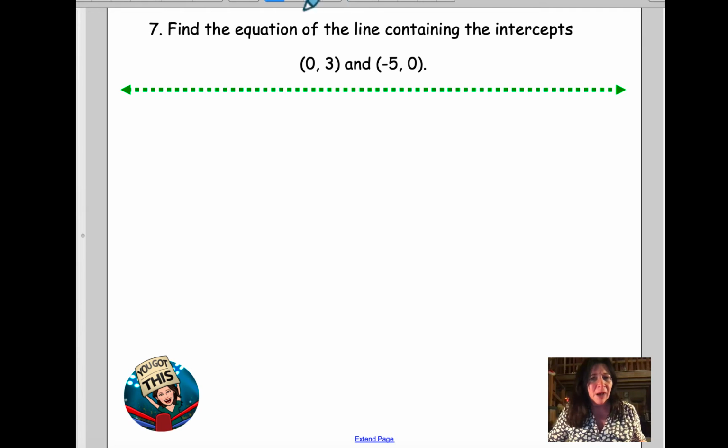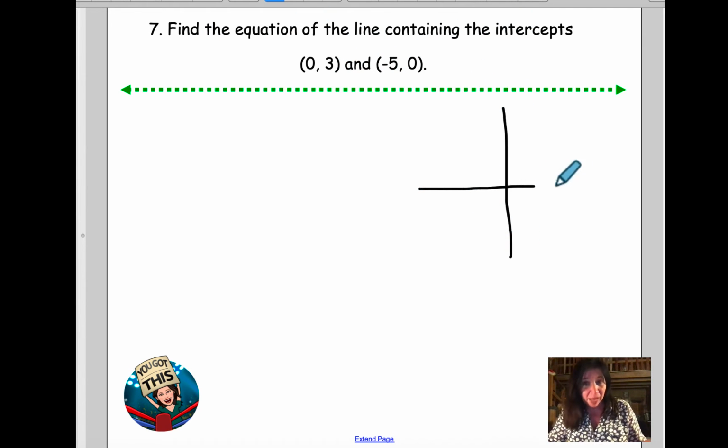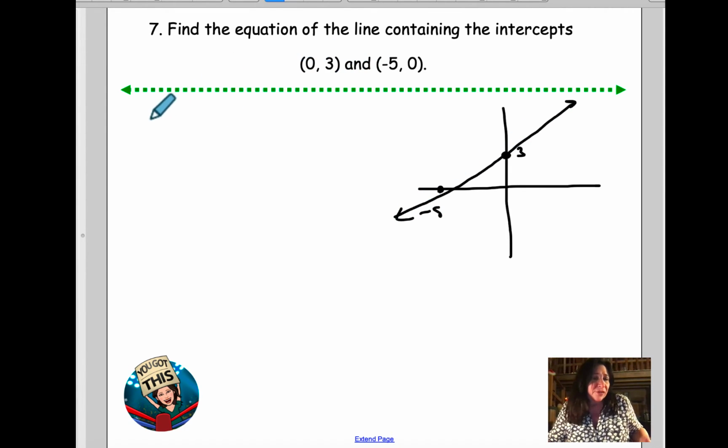For this problem, I want to write the equation of the line that has these two intercepts. Intercepts are always the best way to do things. You've got 0, 3, which is here, and then you've got -5 here. And so realistically, we have a graph. Pick one of the points. It doesn't really matter. I'm going to pick the 0, 3 first. So we're going to put it in point slope form.